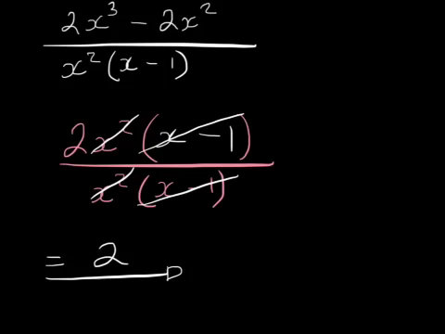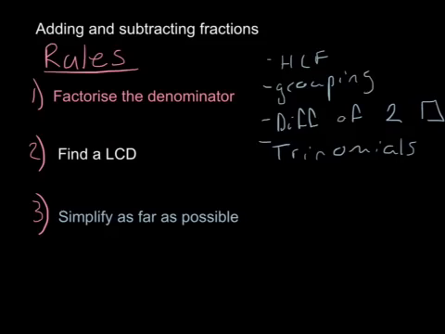So just to recap, we need to remember 3 main rules when we're adding and subtracting fractions. Firstly, we need to fully factorize the denominator using one of these four methods. Then we need to find an LCD so that we can turn multiple fractions into a single fraction over a single denominator, and then we simplify the numerator as far as possible.